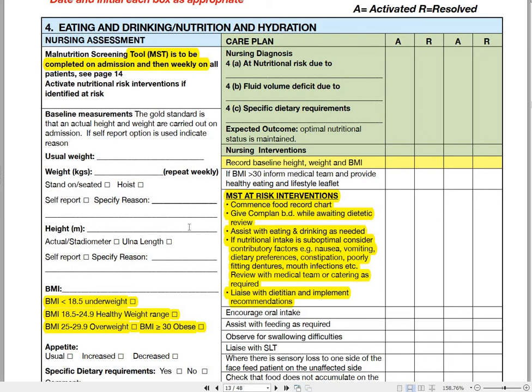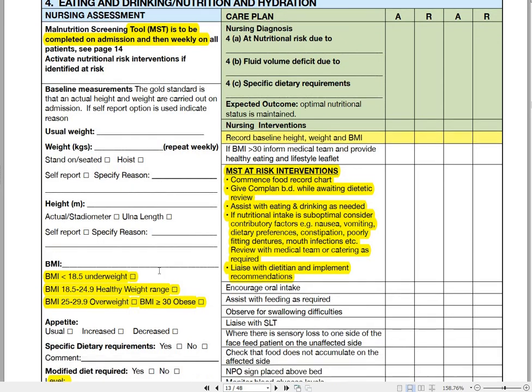Okay. The height then. So what is the patient's height and how did you obtain that measurement? Did you use an actual stadiometer? Was it the ulnar length? Or was it a self-report? And again, if it is a self-report, you need to specify the reason why you could not measure the patient.